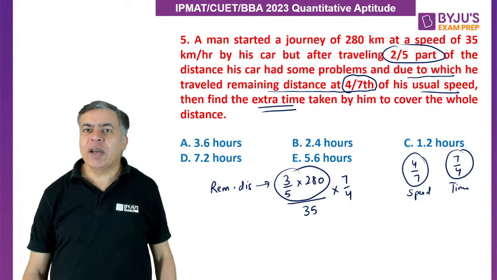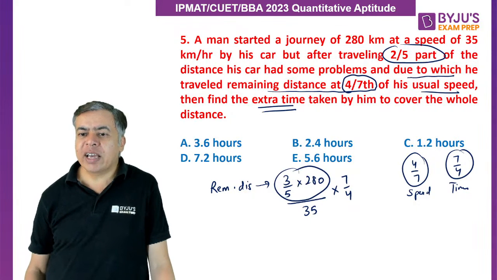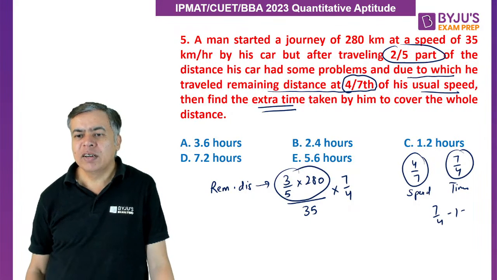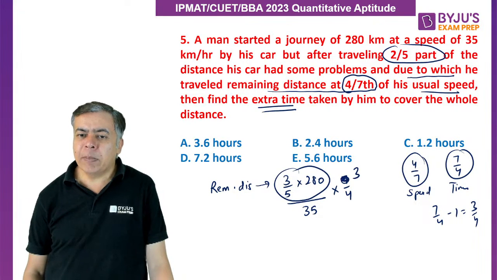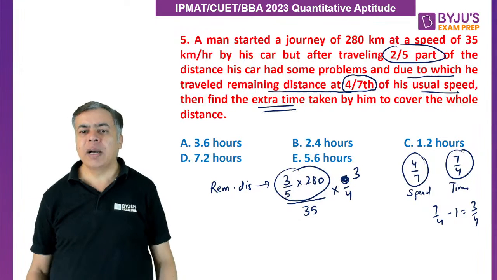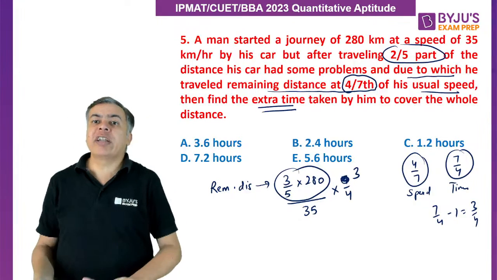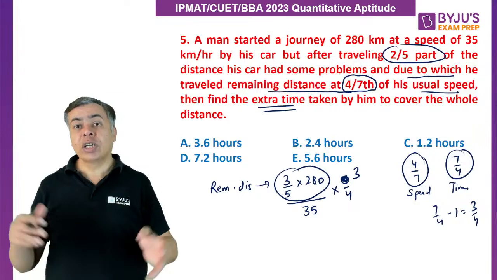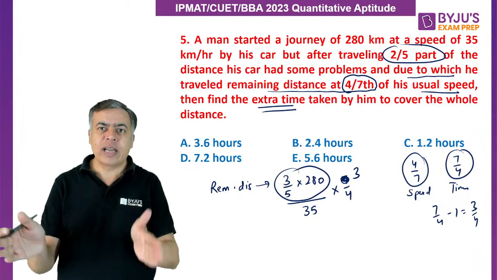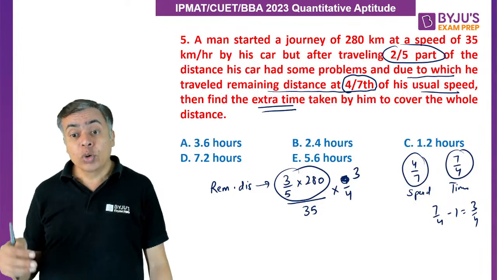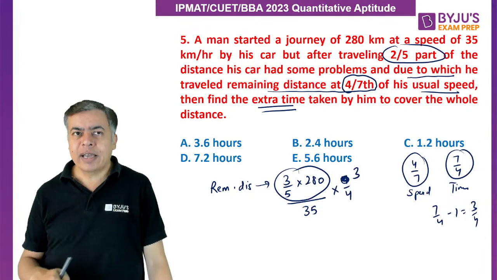So if 7 by 4 is the total time, the extra time will be 7 by 4 minus 1, that is 3 by 4. So you can directly calculate 3 by 4. If you directly calculate 3 by 4, that would be the extra time. 7 by 4 is the total time for the remaining distance, but you can directly calculate only the extra time.